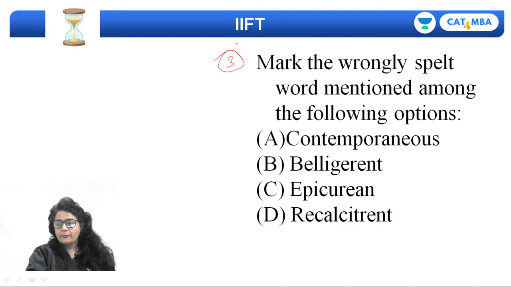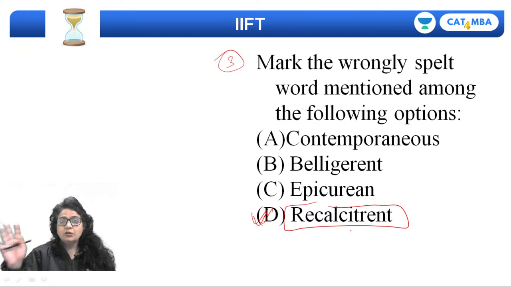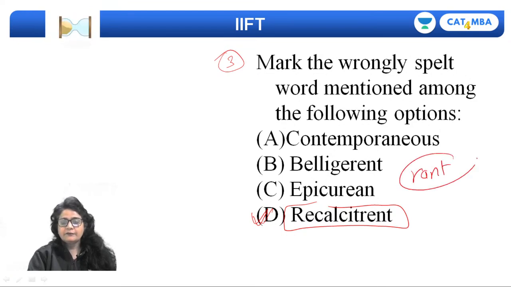Sorry. Yeah. So yes, very good. Recalcitrant is the answer here. Very good. Right? So this word means somebody who is unruly, difficult to control, recalcitrant. Answer is TRAMT.